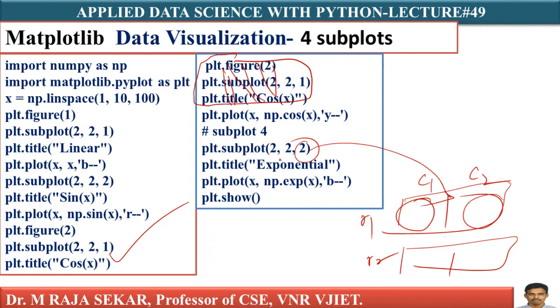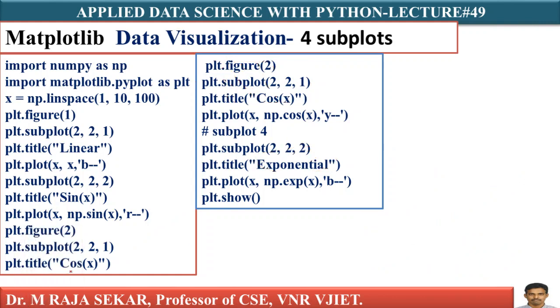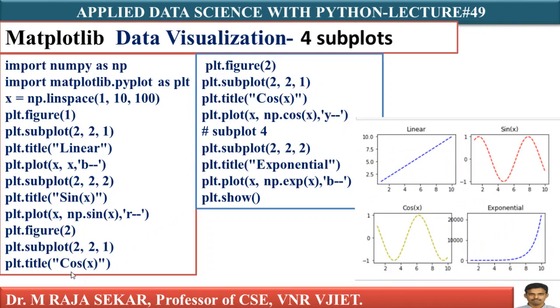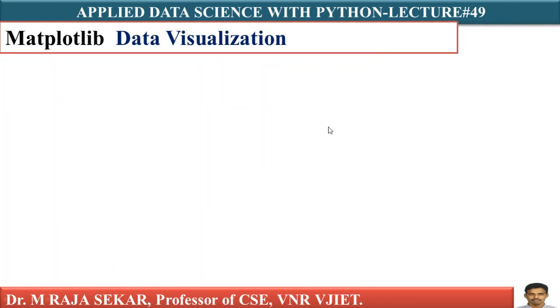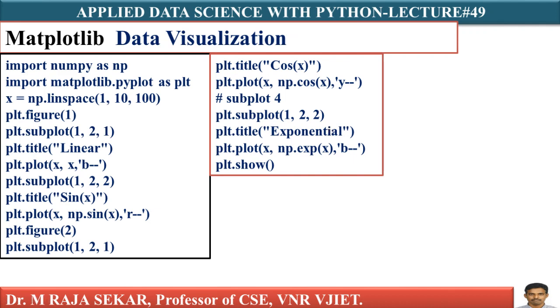Here I must write a title: exponential. You will get x comma np.exp(x), which means you will get an exponential curve, isn't it? Nothing more than that. It's simple. Just see how you are getting it. Linear, sin x, cos x, exponential, isn't it? Now you can understand that's why you are getting a little bit of gap here. Try to go through it, you can understand.